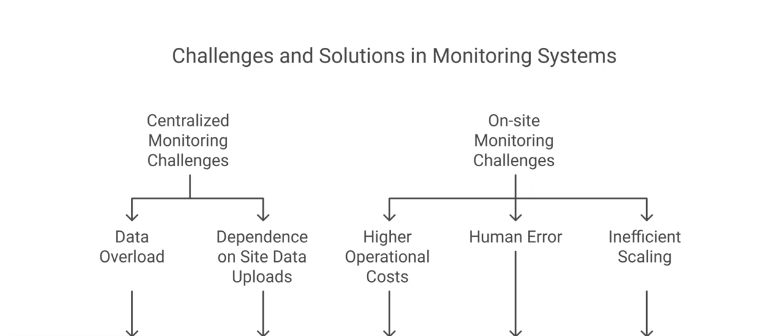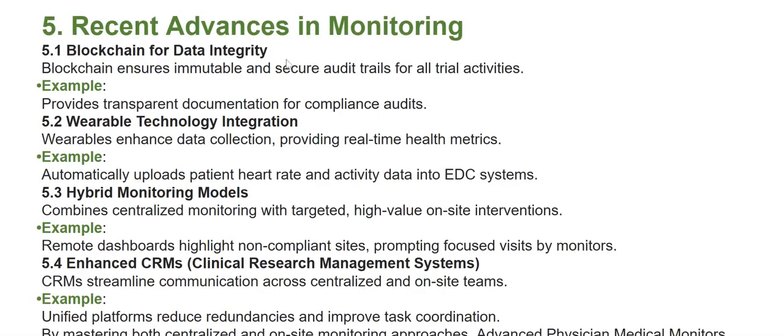Hybrid is a mixture or a combination of both on-site and virtual distance monitoring. We have human error, with the resolution being a standardized checklist, while for inefficient scaling, risk-based interventions would be the solution for this challenge. Then we have the recent advances, or recent advancements, in monitoring.